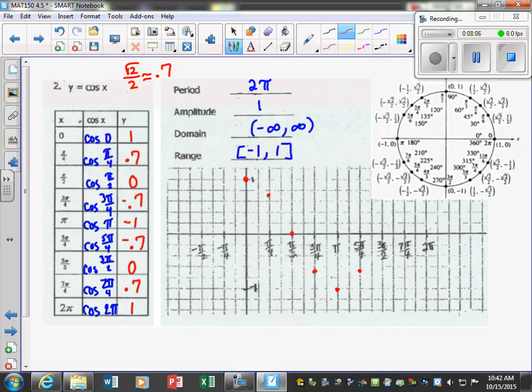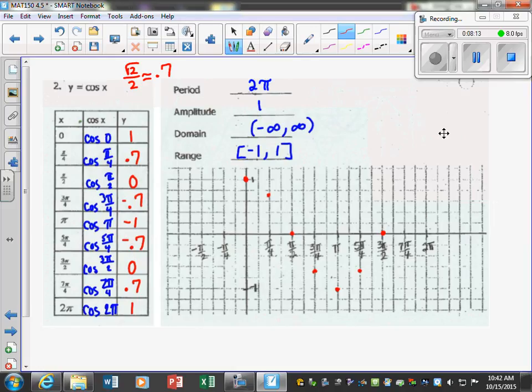We're here, and let me delete this out of the way now. 7 pi over 4 is going to be 0.7. And then 1.